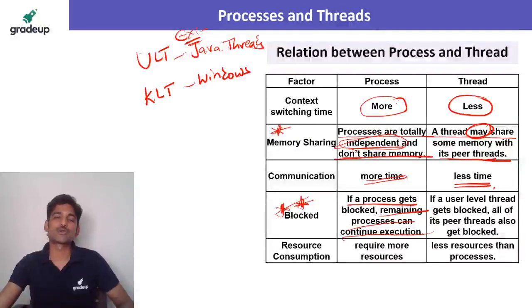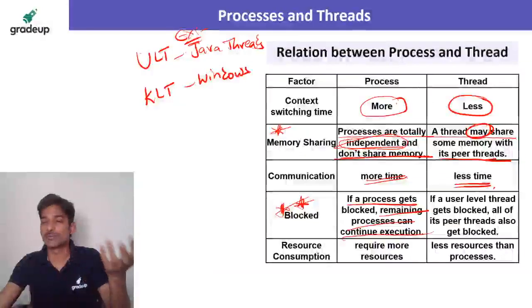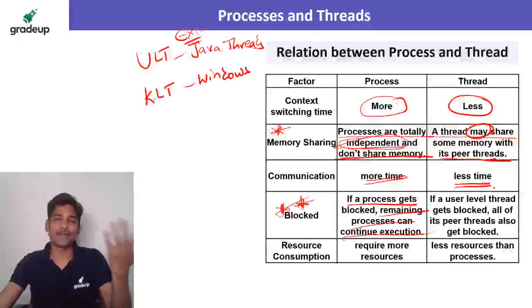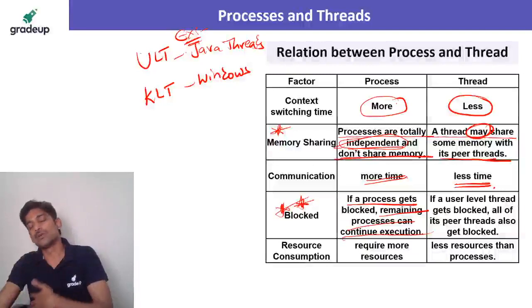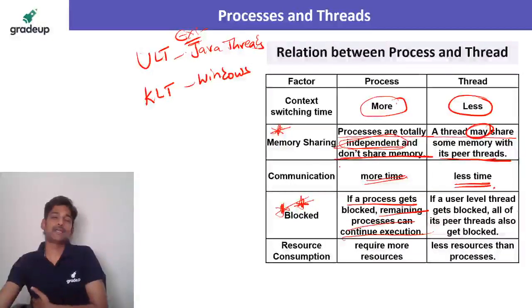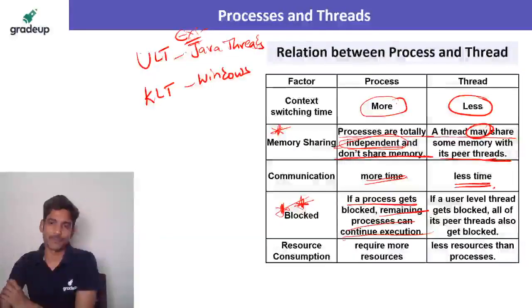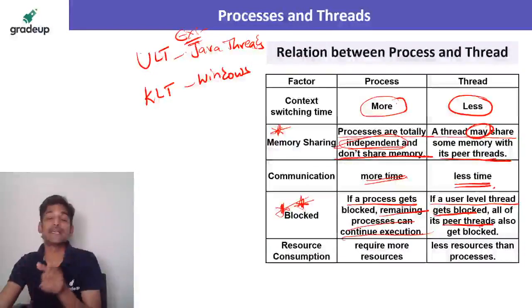All processes are totally independent processes. Again, sorry, I can't say all processes. Cooperative processes are there, independent processes are there. So if we take independent processes and one gets blocked, the remaining processes will not be affected. But when you take a user level thread, when a user level thread gets blocked, all of its peer threads related to that process also get blocked.